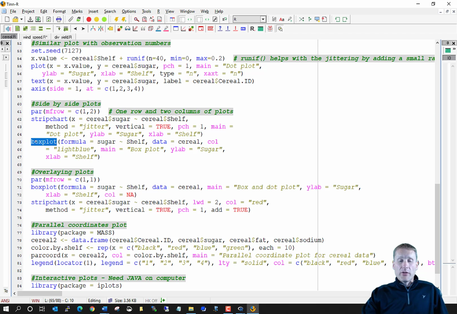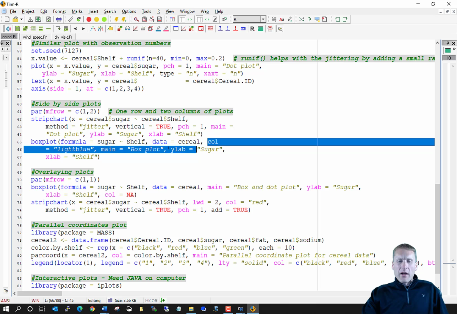So how do I do the box plot? Well, instead of the x argument that you see in strip chart, there's a formula argument instead. And the syntax is: put your variable that's going to go on the y-axis. Where are you plotting by? Shelf. Where is your data? It's in serial. What color do you want to fill in the boxes with? You don't have to choose a color. I chose light blue here.